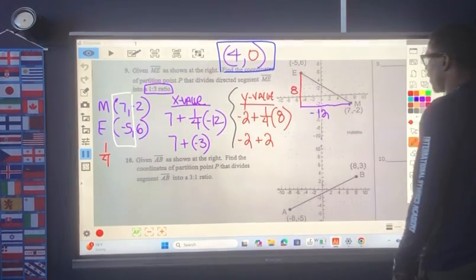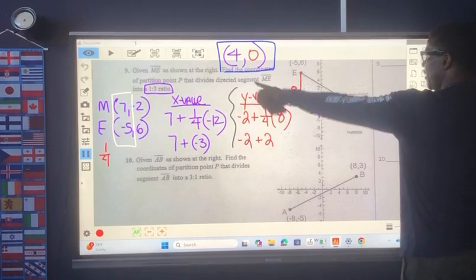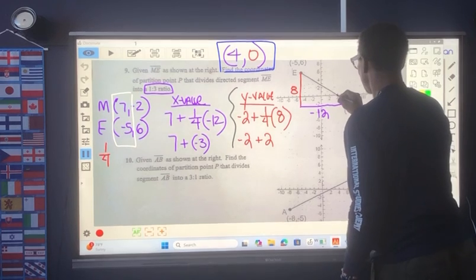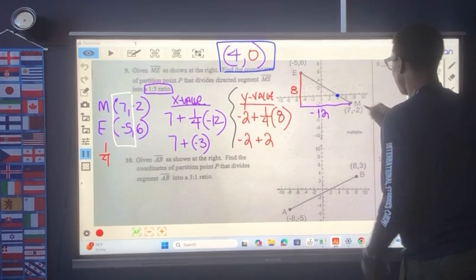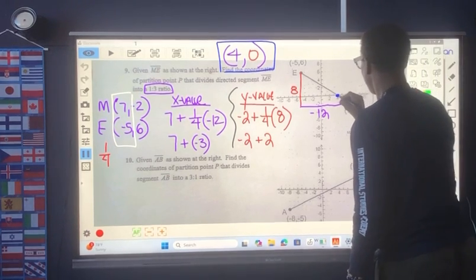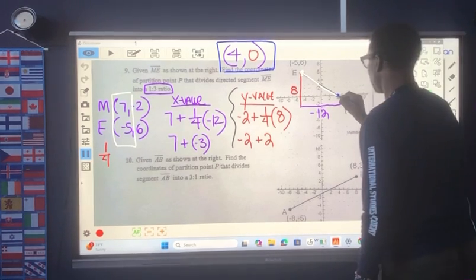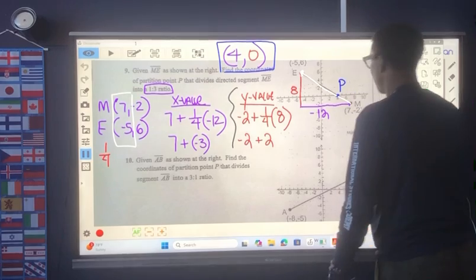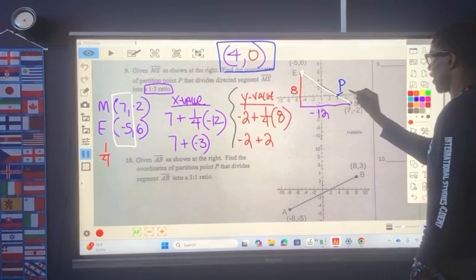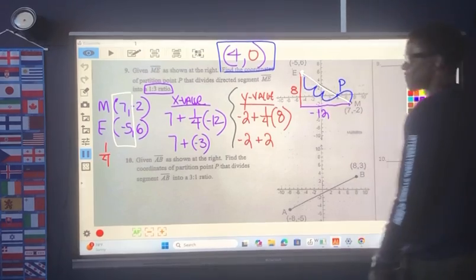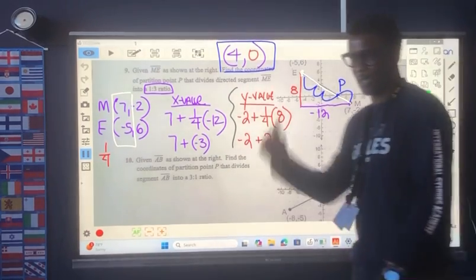Take a look on the graph. If you were going M to E, and you were going a 1 to 3 ratio, you're going in the opposite direction. So if you're going this way, not E to M, you're going M to E. So your P falls here at the ratio of 1 to 3. That's why it looks like that. If you look here, that would be 1, and then the rest of these would most likely be 3. See how we got the 1 to 3 going in the opposite direction?